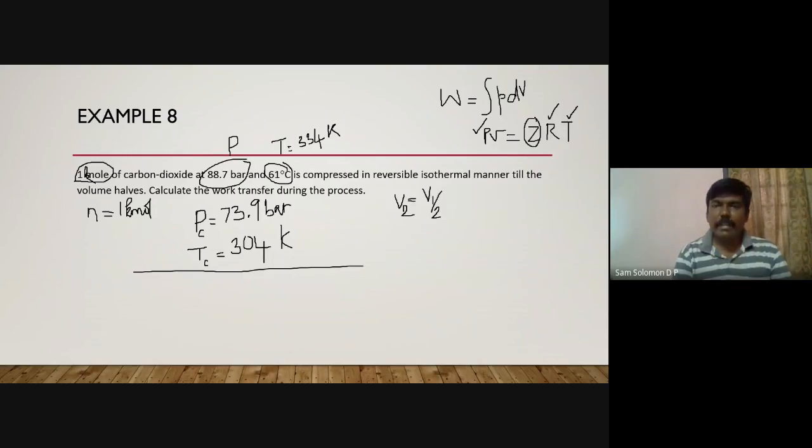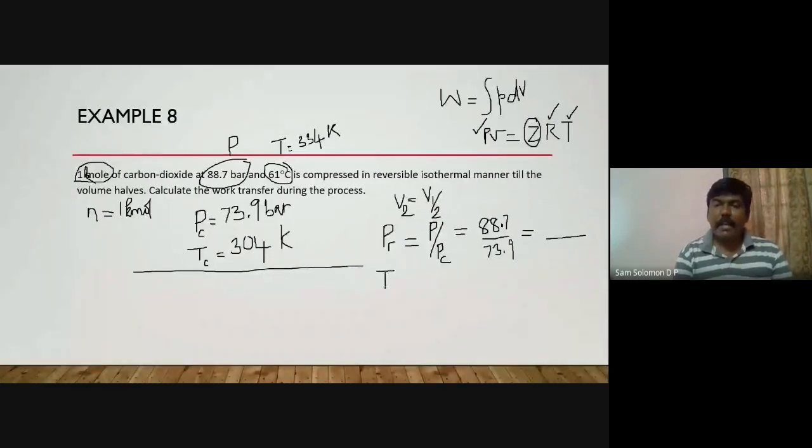How to find out the value of Z? First we need to estimate the value of the reduced pressure. What is the formula for reduced pressure? P by PC. The formula for reduced pressure is P divided by PC. What is the value of P? It is given as 88.7, divided by 73.9. You will get some numerical value here.